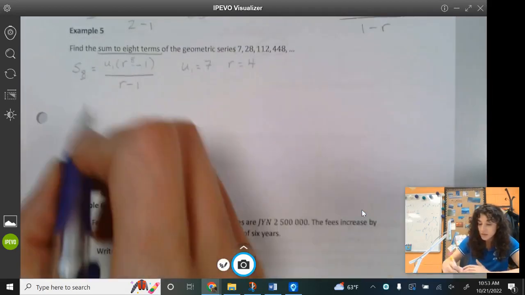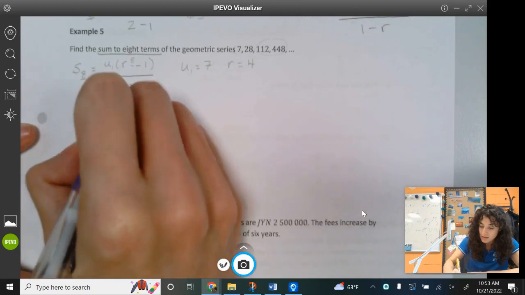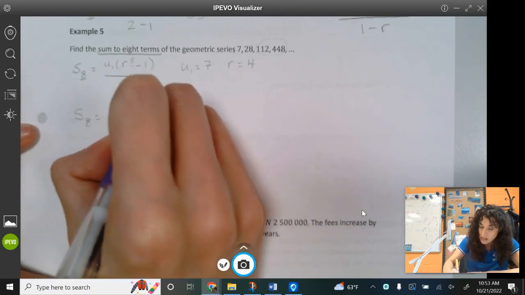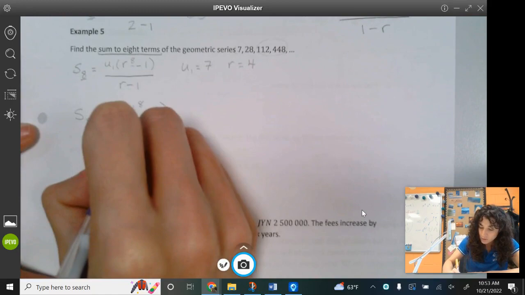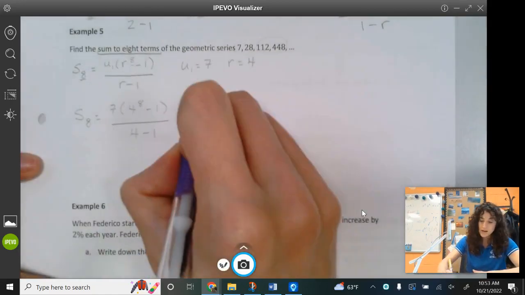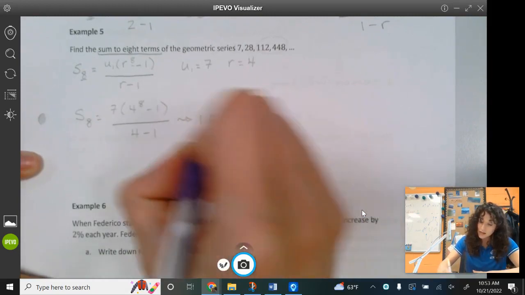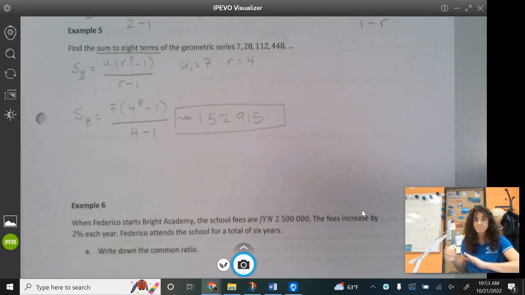Okay, so now I can just plug in all the things that I need. I have S sub 8 equals u sub 1 is 7 times 4 to the 8th power minus 1 all over 4 minus 1. And that results in 152,915. And that's it. That's the process.